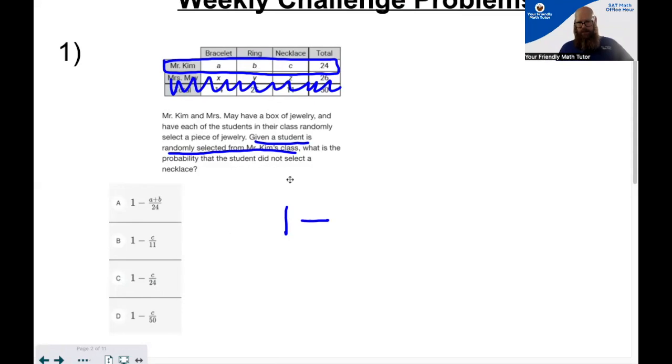So we get the right answer. We want the probability that the student did not select a necklace. So we really want to do one minus the probability that they did select a necklace. And the probability that they select a necklace is C over 24, right? The number of people that selected a necklace over the total. So the answer is answer choice C.